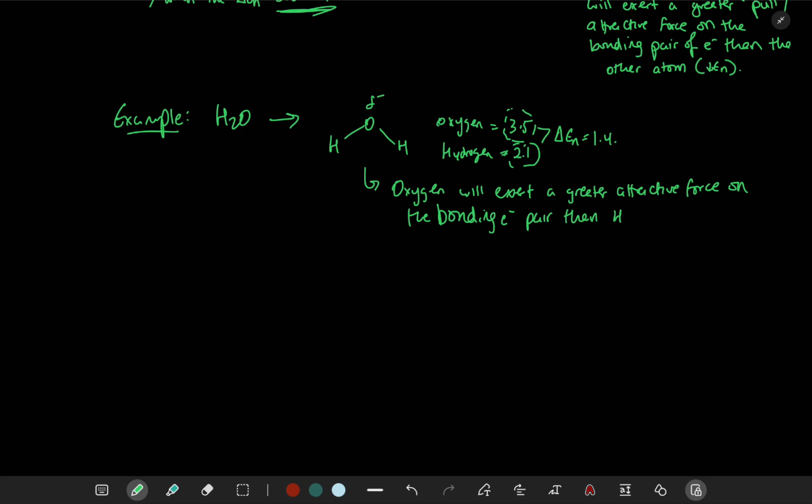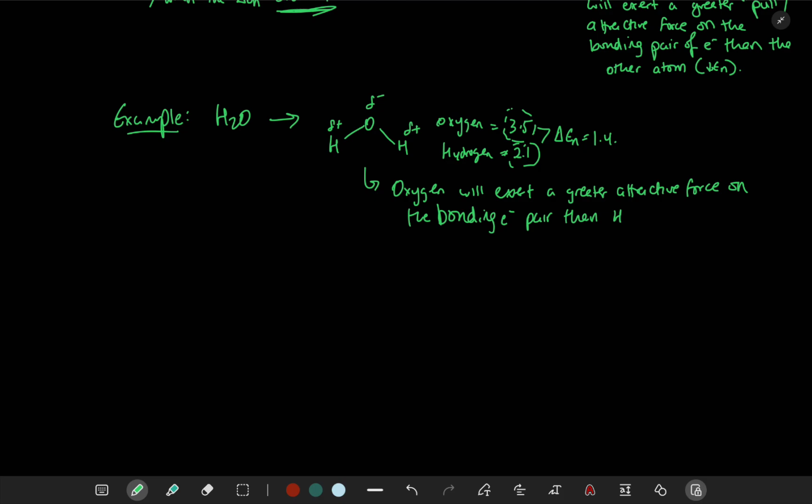Whereas hydrogen is going to have more of the negative charge of the bond pulled away from it. So in this case, hydrogen is going to get a slightly positive charge, because oxygen is pulling those electrons closer, and electrons are negative, so oxygen is going to have a slightly negative charge. Hydrogen, on the other hand, is having its electrons pulled away from it, so it's going to have a net positive charge.